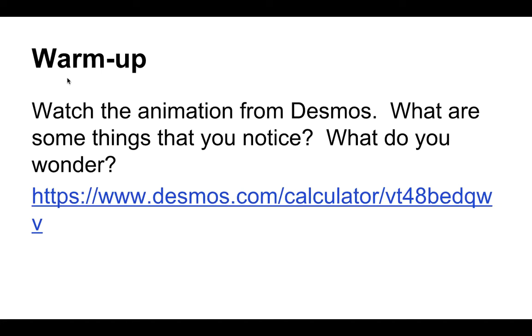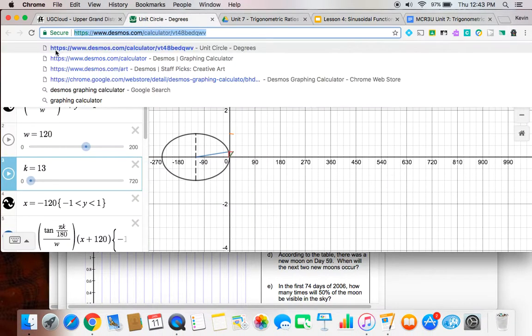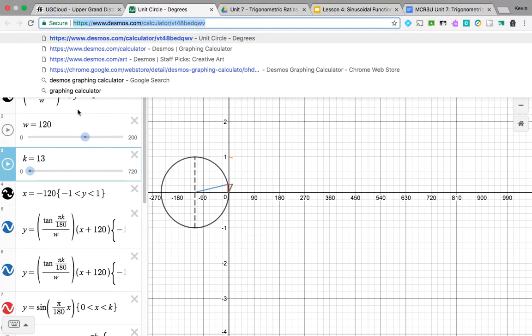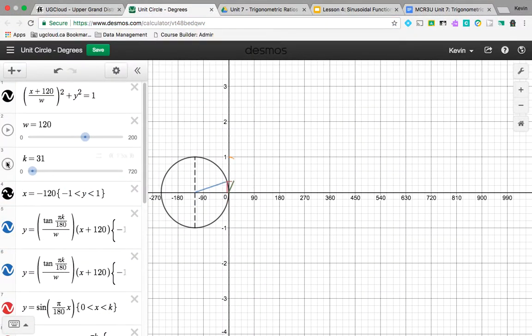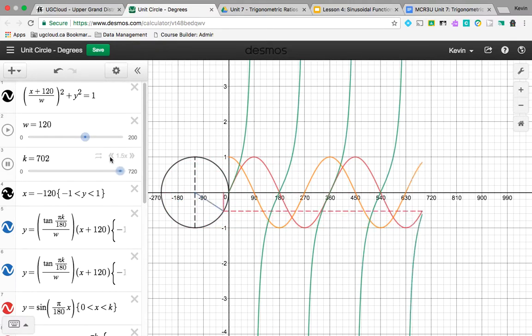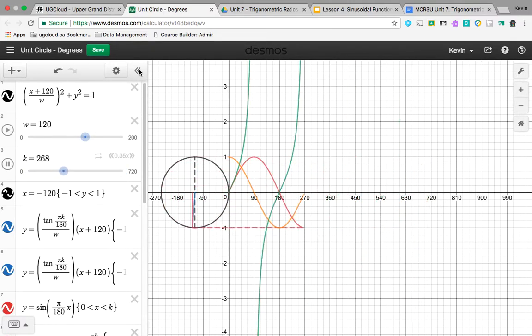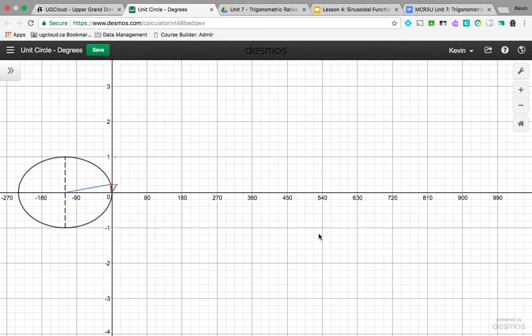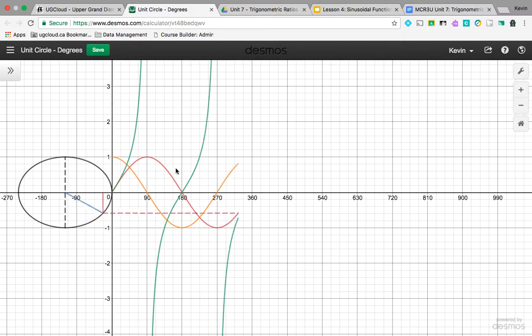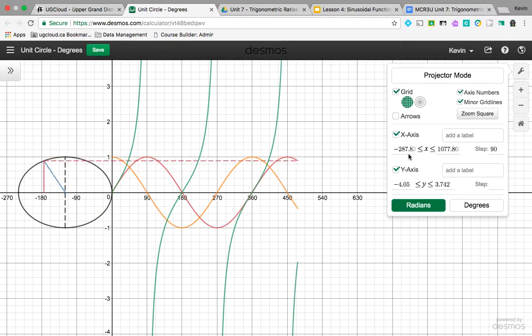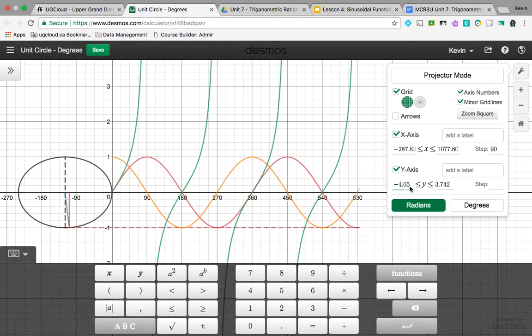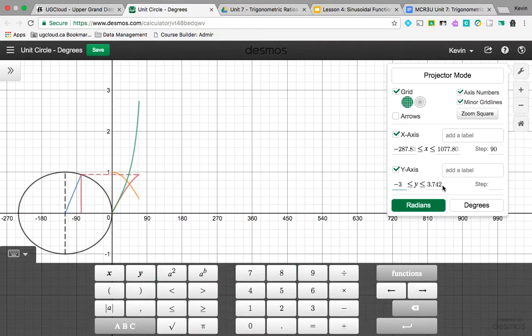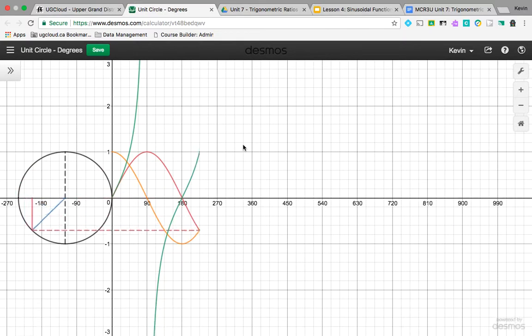The first thing we want to look at is this animation from Desmos, and so we've got what we call a unit circle, and so we can see this is actually going really fast. Just to slow it down, you can see what's happening here, and so in class we would probably do this one at a time, but not have all three functions going at once. But this is the unit circle, and we can make it look a little bit more circular if you have a better scale.